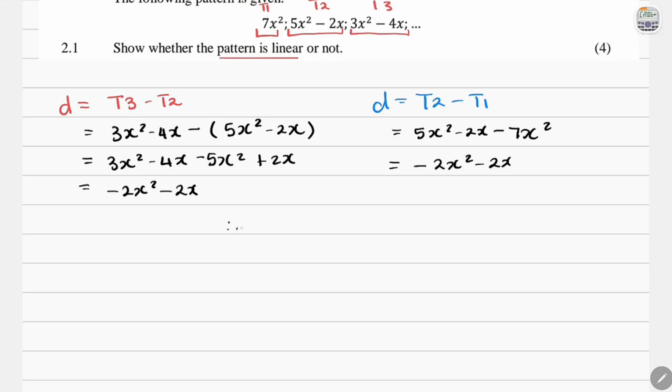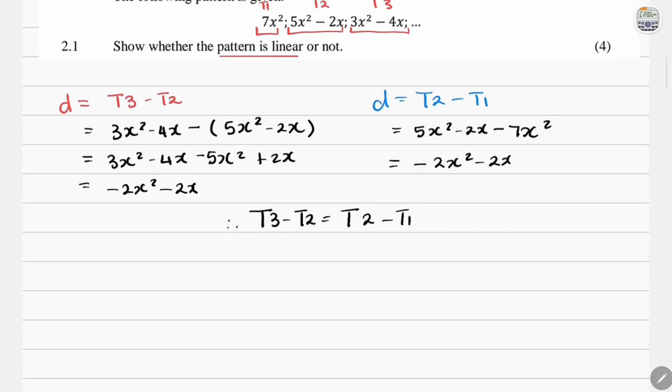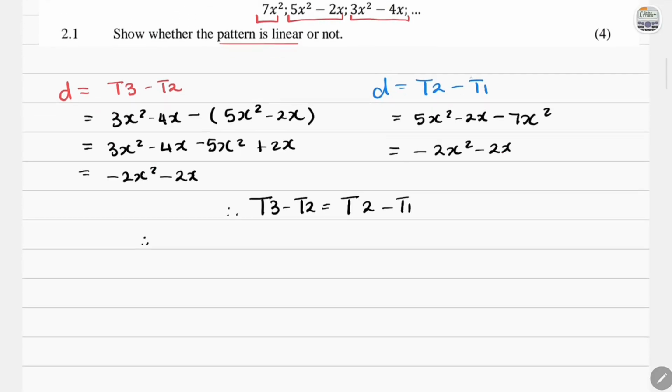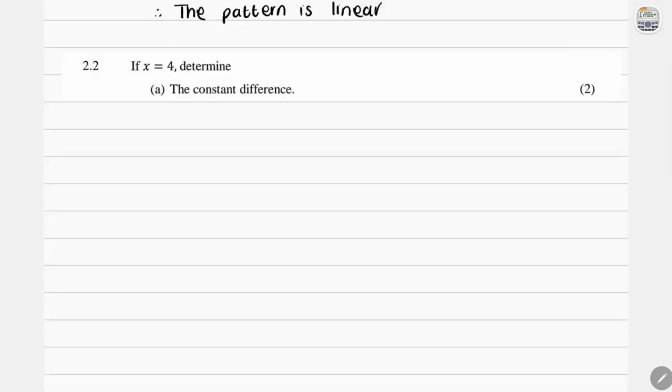Okay, so because we can see that the difference when we say term 3 minus term 2 is exactly equal to the difference when we say term 2 minus term 1, then this is a linear pattern because we are actually adding the same difference to get to the next term each time. So we can finally just conclude that, therefore, the pattern is linear. Okay, so there we go. Moving on to the next question.